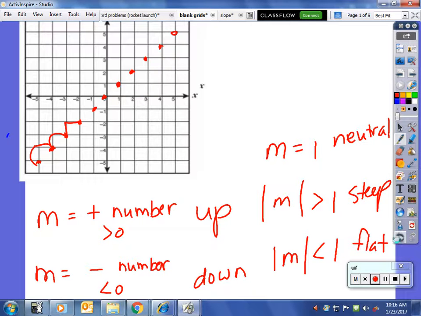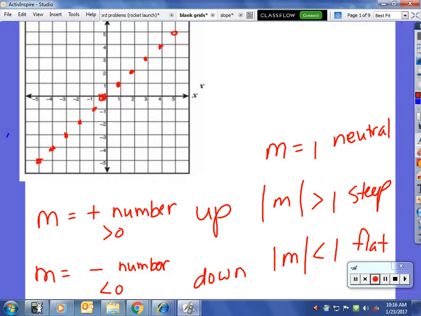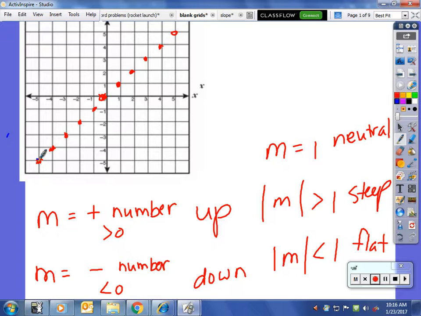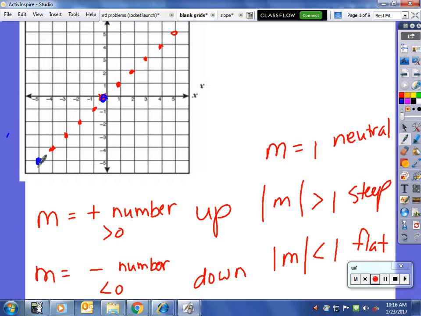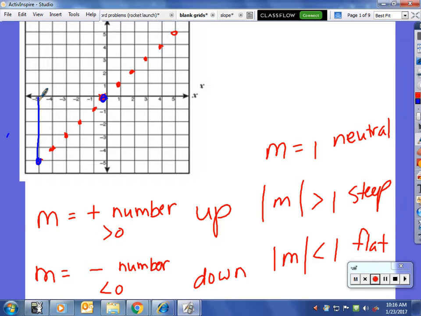Okay, or I could even go from this point all the way up to this point. Let's talk about how I would do that. If I want to go from here to here, I would go up 1, 2, 3, 4, 5, and over 1, 2, 3, 4, 5. So do you see how my rise and my run number are always the same on this kind of function right here? So you would say neutral.